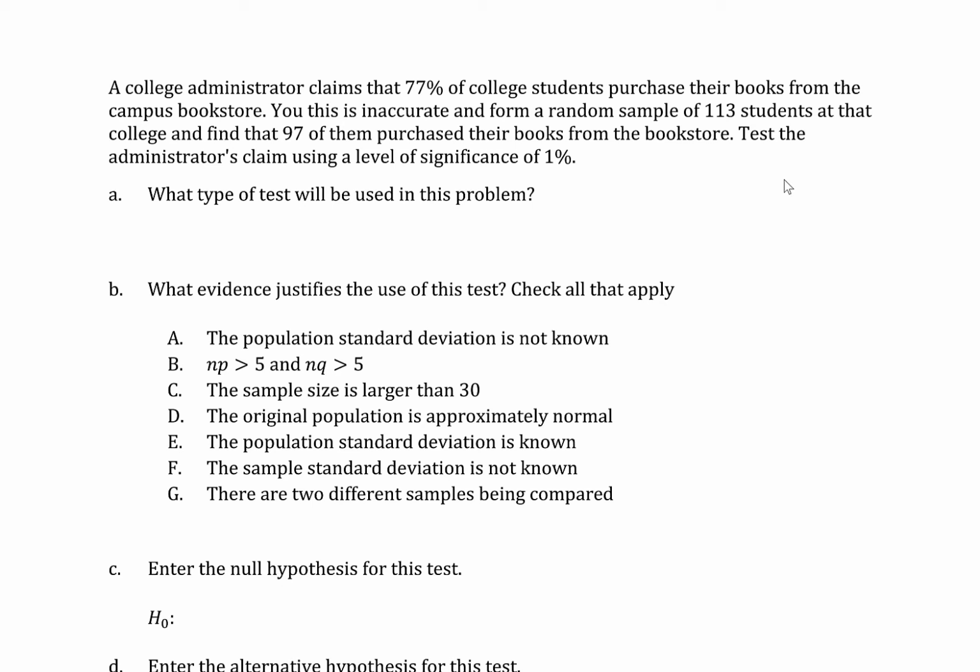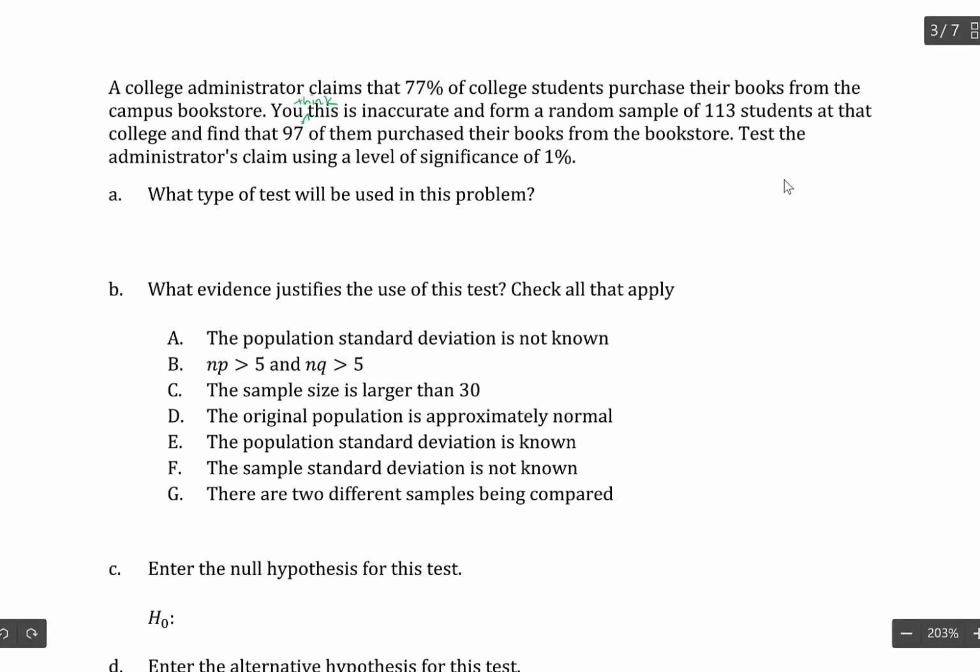A college administrator claims that 77% of college students purchase their books from the college bookstore. You think this is inaccurate and form a random sample of 113 students at that college and find that 97 of them purchase their books from the bookstore. Test the administrator's claim using a level of significance of 1%. What type of test will be used in this problem?